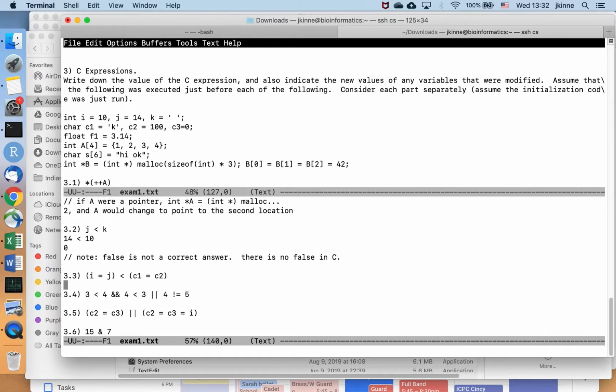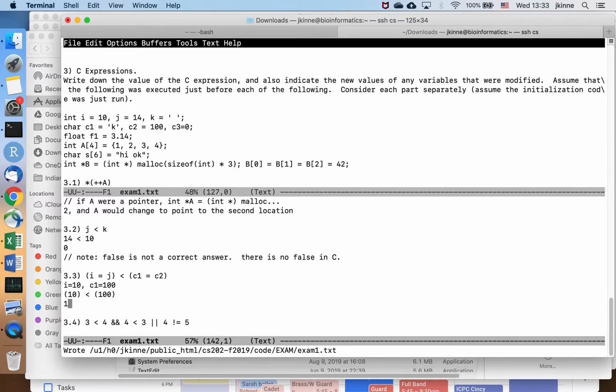All right, I equal J. So what happens there is you have the value of J that goes into I. So we're going to have I equal 10 as a result of that. And then the value of that expression is going to be 10. So is 10 less than the second expression? The second expression has C1 equals C2. C2 is 100. So C1 is 100. Okay, and is 10 less than 100? It is. So the answer there is 1.